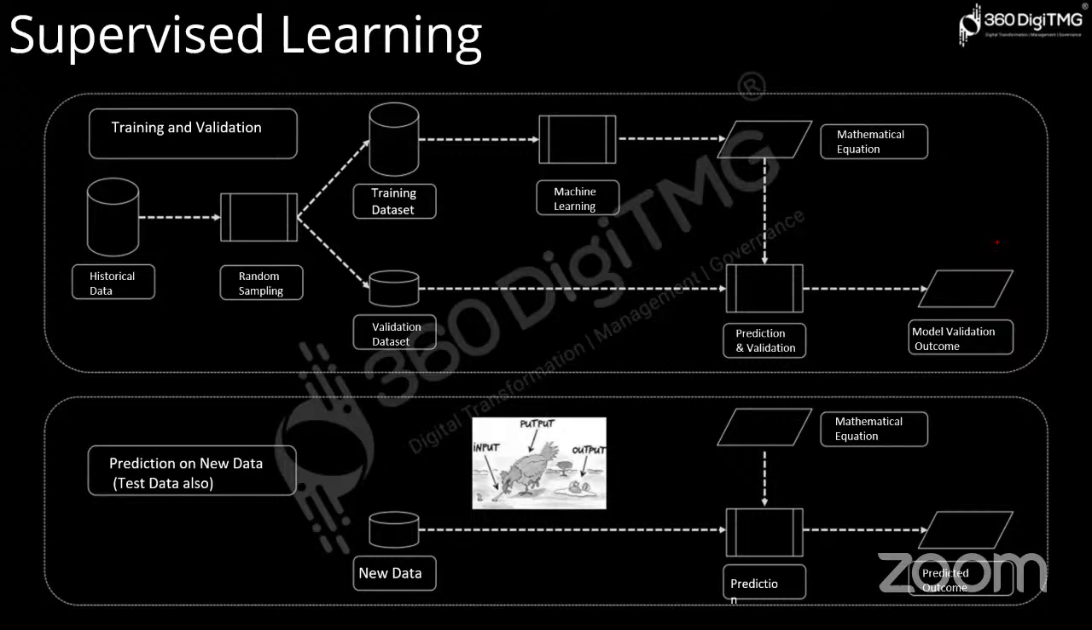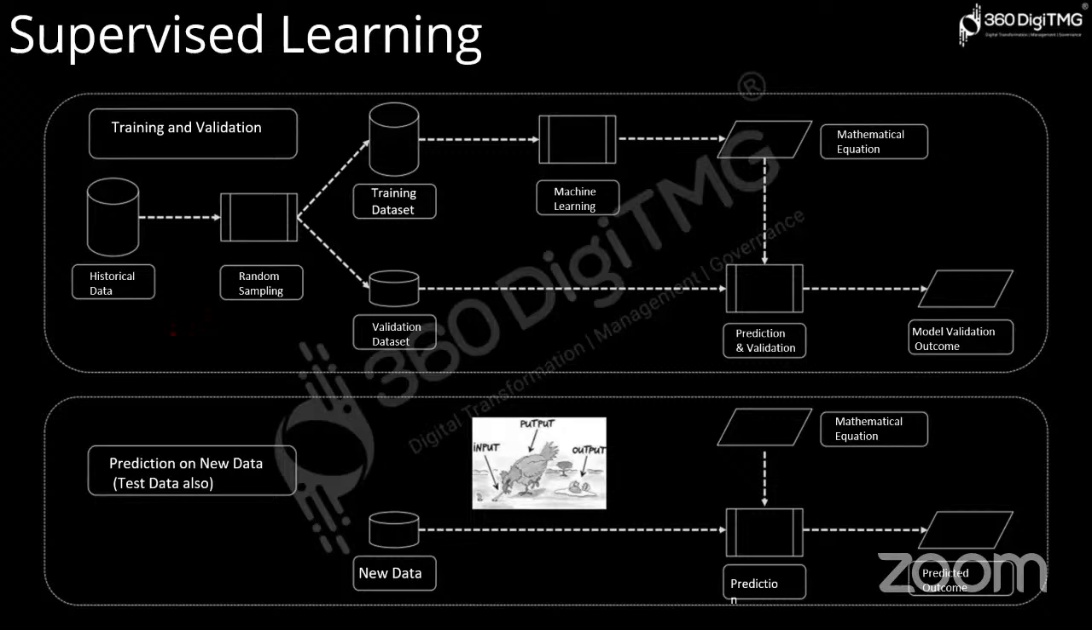If the given shape has 4 sides, and all sides are equal, it will be labeled as what? Square, right? Having 4 sides, all sides are equal. If the given shape has 3 sides, then it will be labeled as triangle. If a given shape has 6 sides, it will be labeled as hexagon, right? This is how we are going to make the machine learn about various kinds of shapes.